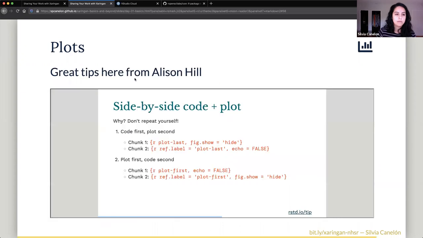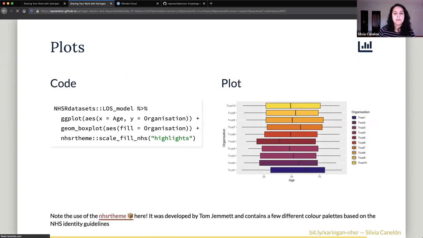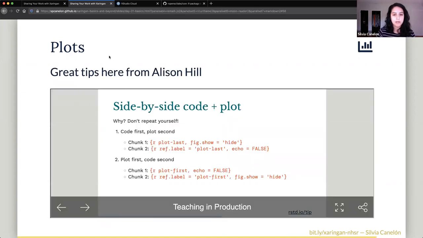And move forward. Did I skip something? No, okay. So I've embedded some slides from Allison Hill. She gave a workshop called Teaching in Production, and the whole slide deck is really great. I've just zoomed in on the specific part, but you can click through on your own. She provides a lot of really great tips for when you want to show code and your plot. Depending on your intended audience, you may be interested in showing code or not showing it, just showing the output. But if you are interested in showing the code, either to your peers or coworkers, or if you want to teach and use it as a teaching tool, there's a lot of really great advice in the slide deck. So I've just embedded it here.